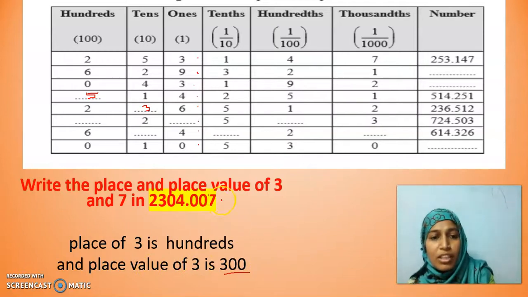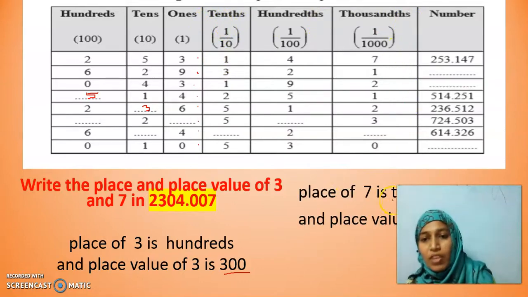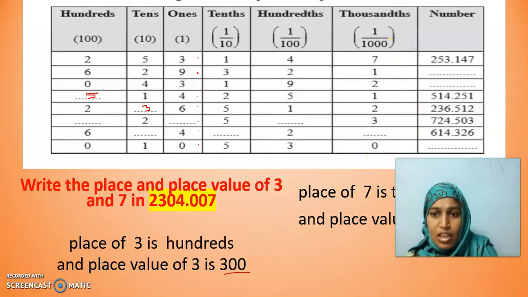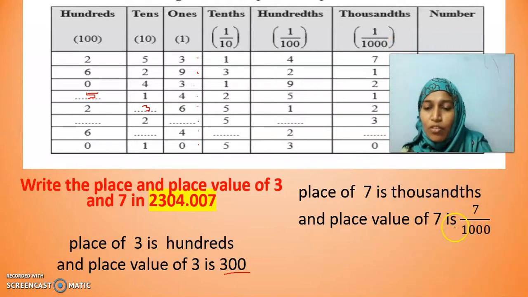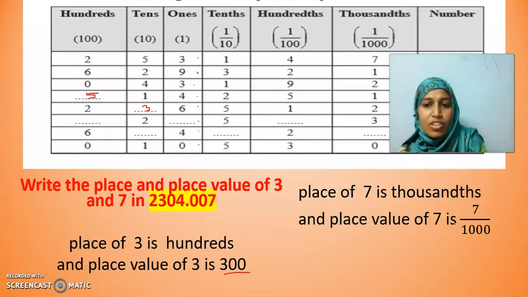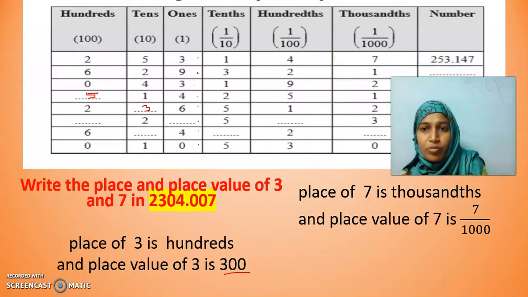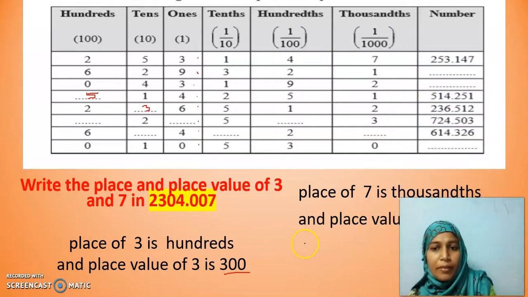Now tell me the place and place value of 7. In which place is it? After the decimal point, start saying using the chart. Tenths, hundredths, thousandths. Very good. The place of 7 is thousandths. And what about the place value of 7? It is 7 by 1000. Is it clear, my dear children? Very good. Now next, let us move to the next slide.